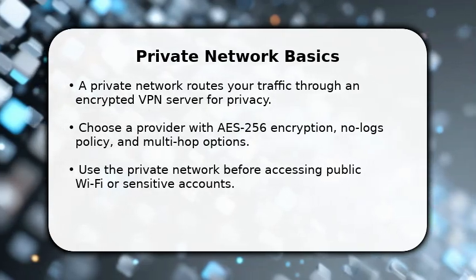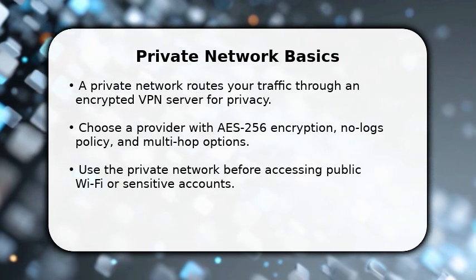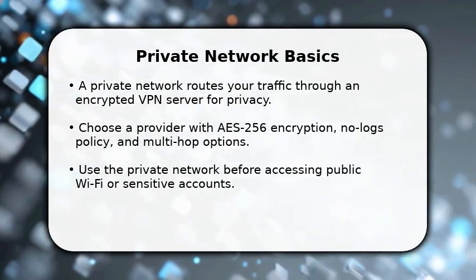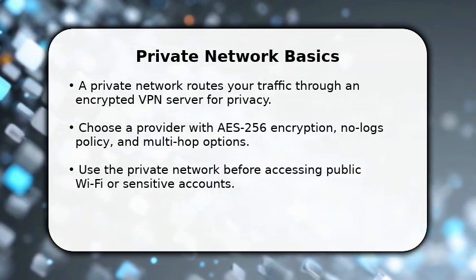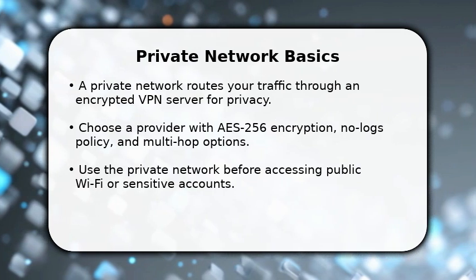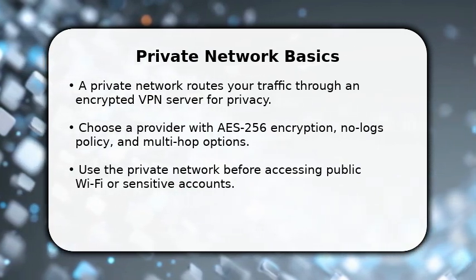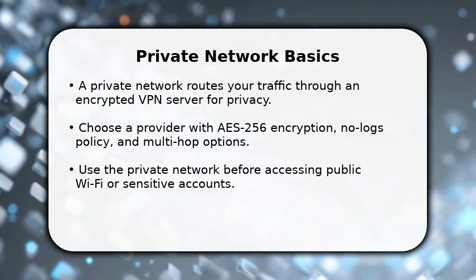A private network routes your traffic through an encrypted VPN server for privacy. This protects data from local snooping and insecure hotspots. Choose a provider with AES 256 encryption, a no-logs policy, and multi-hop options for extra anonymity.